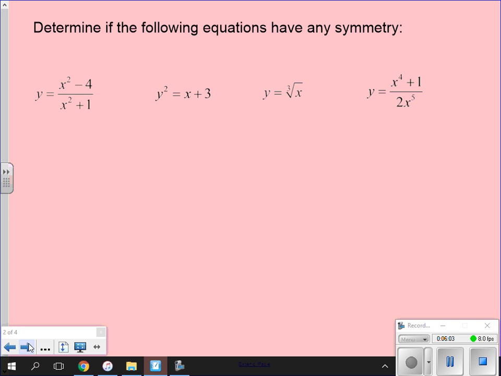How do I test? Remember, when you have even functions, if I take x and replace it with the opposite of x, negative x, I still get the same thing.